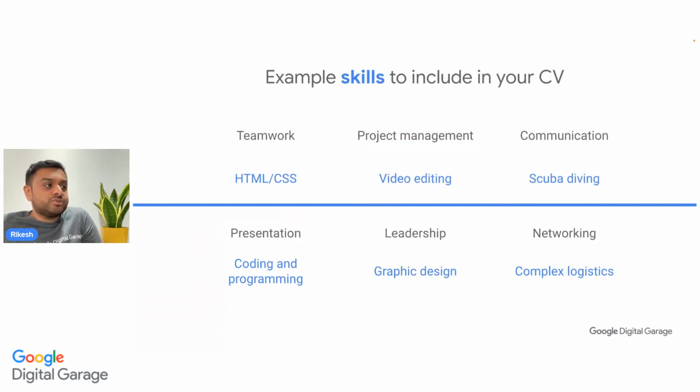So some examples that you can see on screen for skills include the ones in gray, which are soft skills, so teamwork, project management, leadership, networking. But remember, we want to back these up with examples to demonstrate our knowledge, and when we're backing this up with examples, think about how this can relate back to the job description as well.